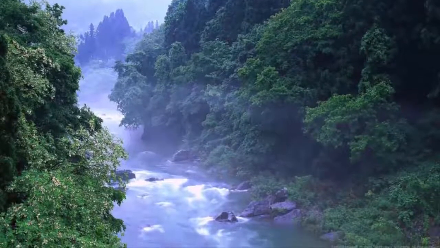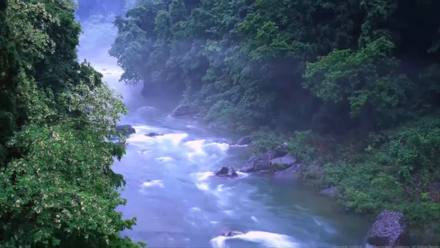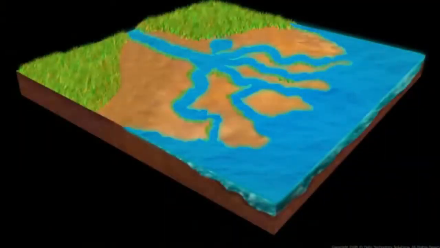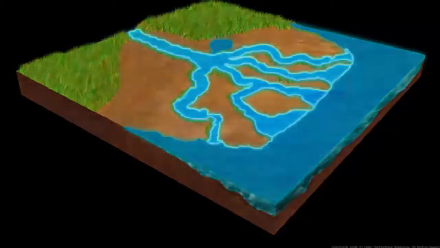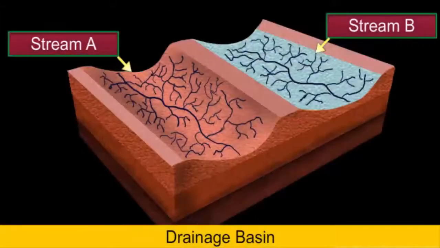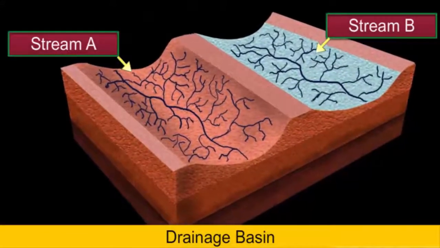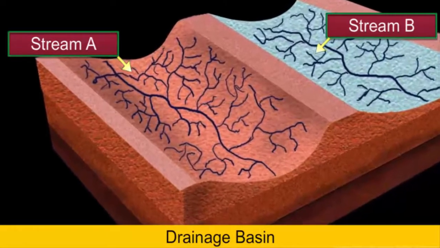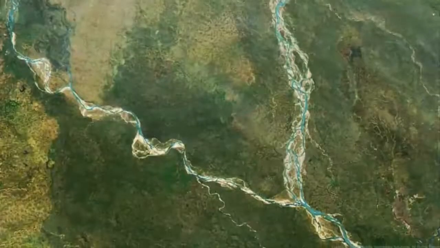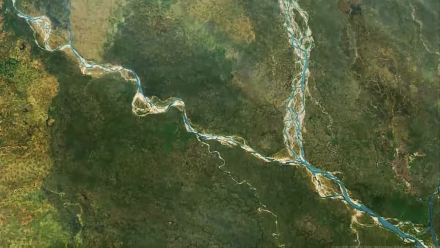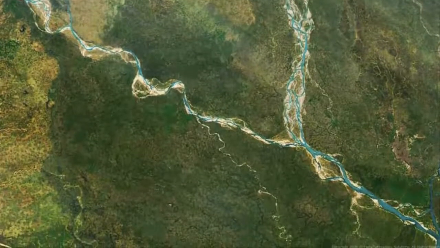Drainage means the river system in a particular area. A river system consists of the total area covered by the tributaries and other water bodies that join the main river. Similarly, a drainage basin is an area drained by a single river system. This eventually drains into a large water body, such as a lake, sea, or an ocean.